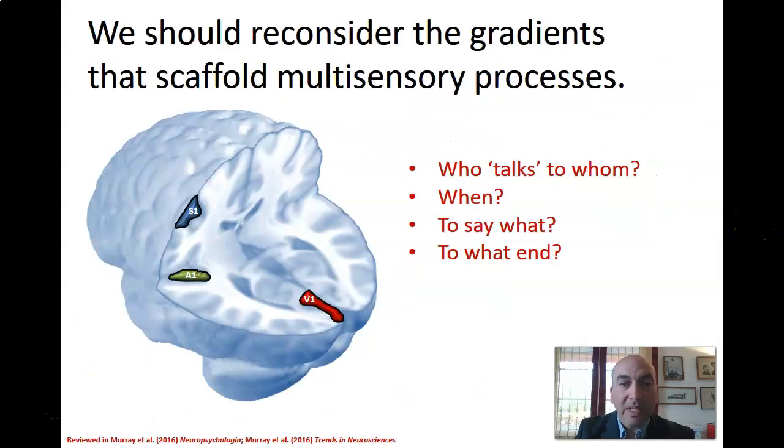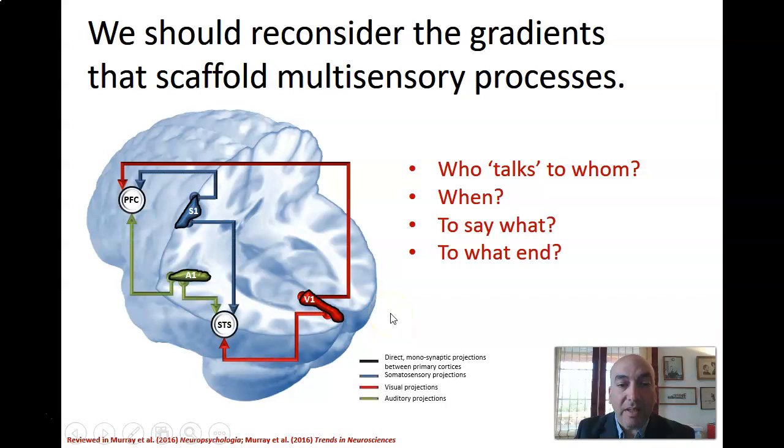So why should we reconsider the gradients that scaffold multisensory processes, and by extension, those that are underlying cognition? A typical schematic of functional brain organization will have primary cortices converging and integrating their information only at higher levels of the brain. For example, the superior-temporal sulcus or the prefrontal cortices. In our investigations of cognition and perception, we of course want to know who talks to whom in the brain, when, to say what, and ultimately to what end.